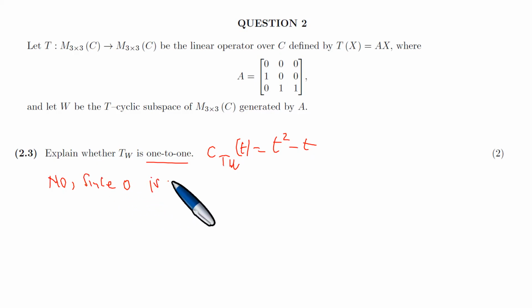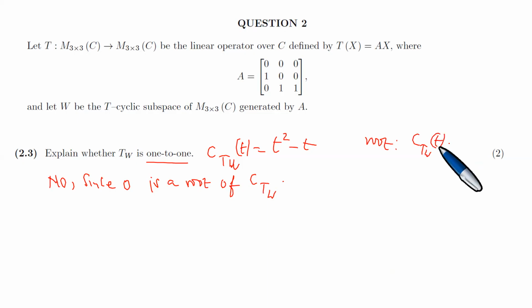is a root of the characteristic polynomial of TW. So explain whether TW is one to one or not. It is not because 0 is a root. So how is 0 a root of this? Obviously on the side, one can see how you find the root. So the root is where the characteristic polynomial of TW is 0.